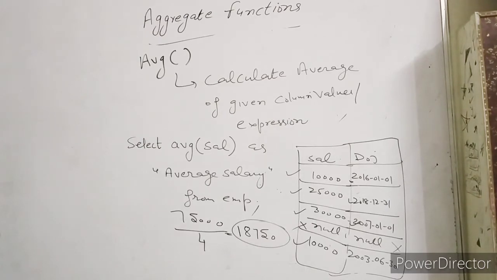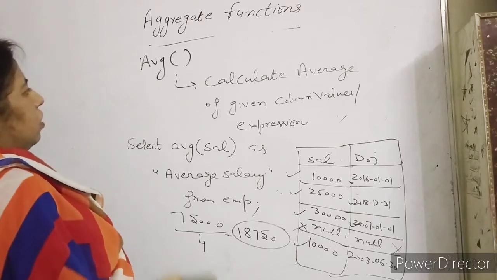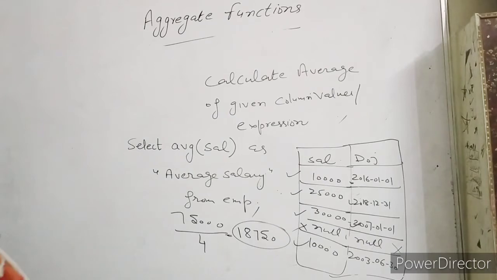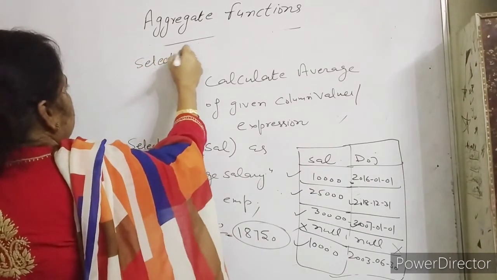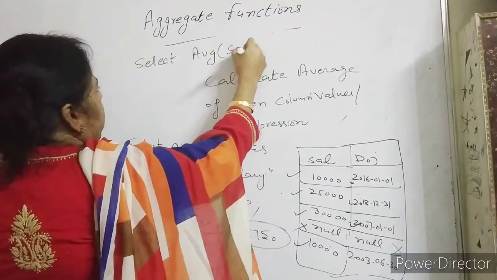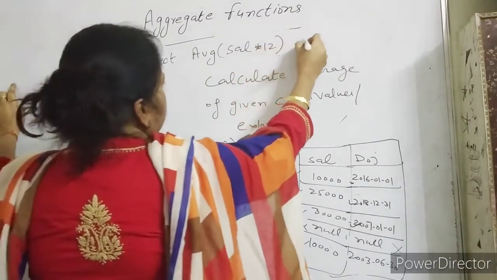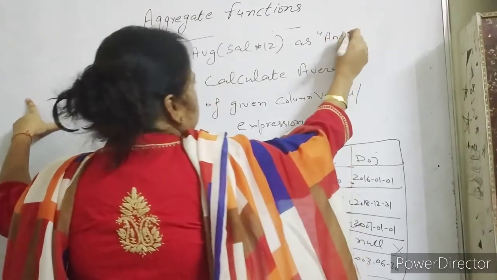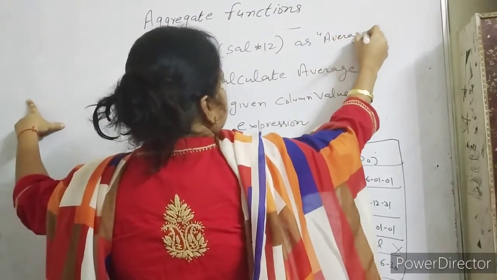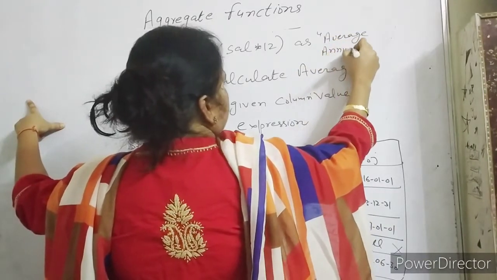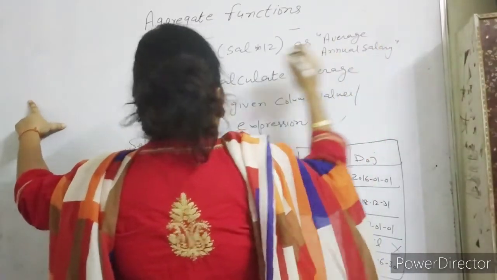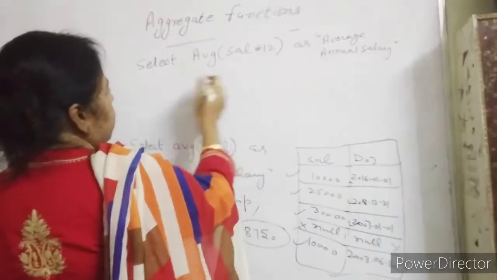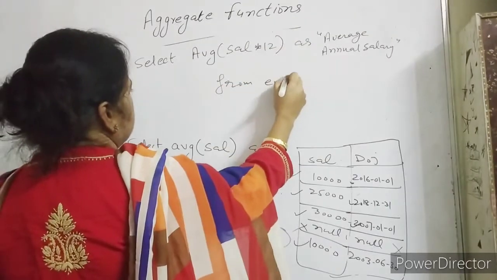If you want to calculate the average of annual salary, how will you do it? SELECT AVG, again using the expression here, salary multiply 12 AS average annual salary FROM EMP. I have used the expression here. Clear?